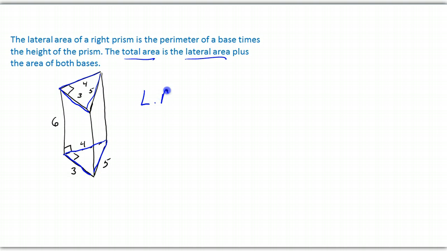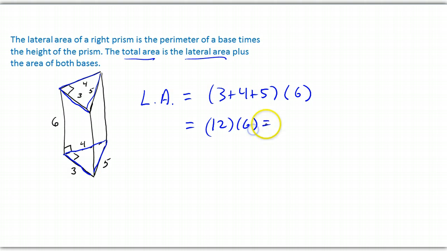Okay, so the lateral area is the perimeter of the base. So that's 3 plus 4 plus 5 times the height, which is 6. And we get 12 times 6, which is 72. Now, if these units were inches, then it would be 72 square inches. Okay, because we're talking about area, so our units are going to be squared.